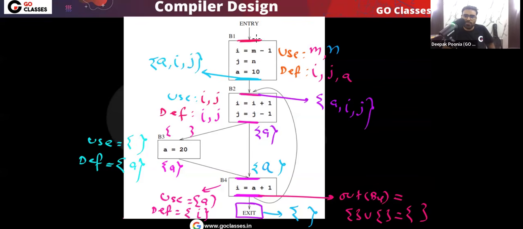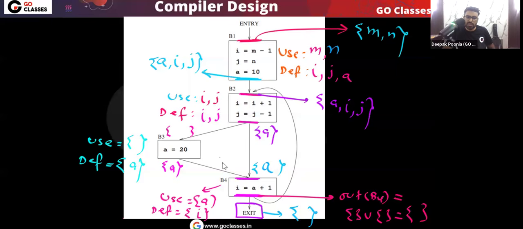And what will be in of b1? You can see this b1, first you kill, this b1 is killing a I j. A I j will be killed. Then this b1 is generating m comma n. M comma n will be generated. Okay, this is the first pass. Now the first pass is over. For every basic block, we have found in comma out. Now we will start the second pass. Again, we will start from the reverse direction, in the backward direction.